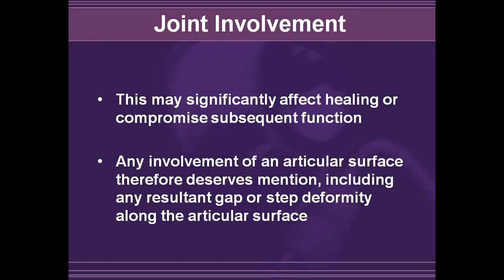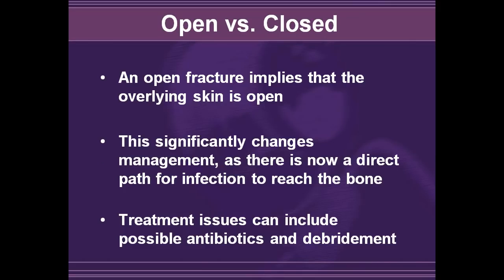Joint involvement is important to identify and describe because it may significantly affect healing and may lead to compromise of function if it is not well aligned. Any involvement of an articular surface deserves mention, including gap or step deformity along the articulation.